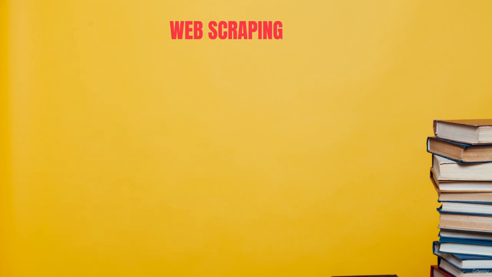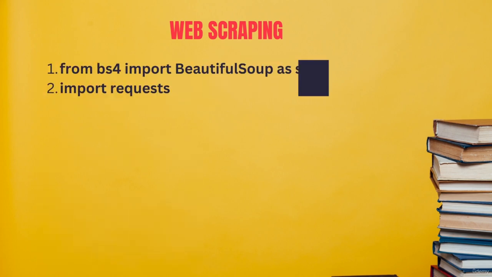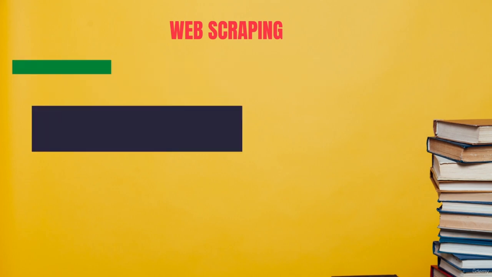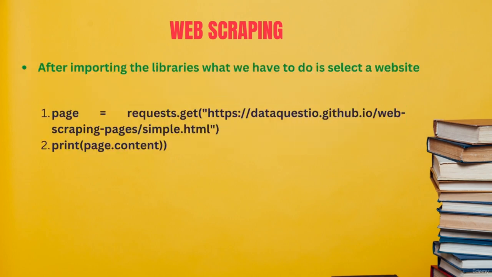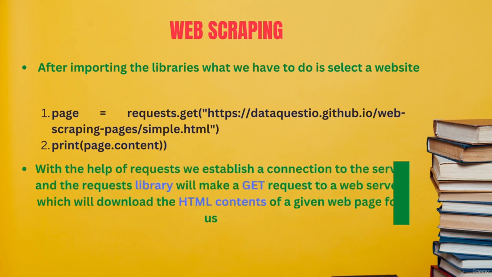Now, firstly, let's import the libraries that we need in our journey. Now, let's follow through a code to understand how to scrape data from the web with the help of Beautiful Soup. After importing the libraries, what we have to do is select a website. Here, I have already selected a small website. Then, with the help of requests, we establish a connection to the server, and the request library will make a GET request to a web server, which will download the HTML contents of a given page for us. With the print function, we are able to print the HTML elements of the website.